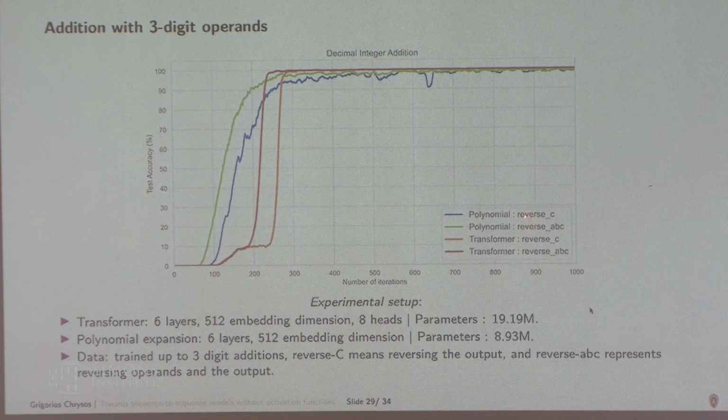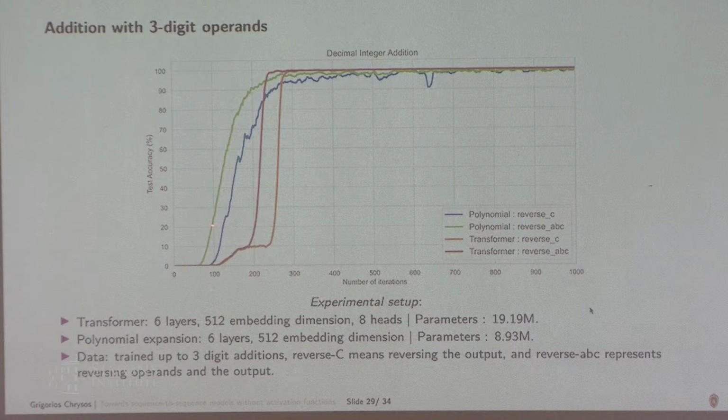And there are two modes for each experiment: when we have reverse C, which means we reverse just the digits of the result, right? The LSB first that I mentioned, or when we also have reversed all of the digits. And the results are pretty consistent in both cases. Namely, here you see the orange curve for the transformer. When we reverse only the result, it is slightly worse than when we reverse all the digits, and it's the same for the polynomial. And there are two interesting things when you compare these two models, right?